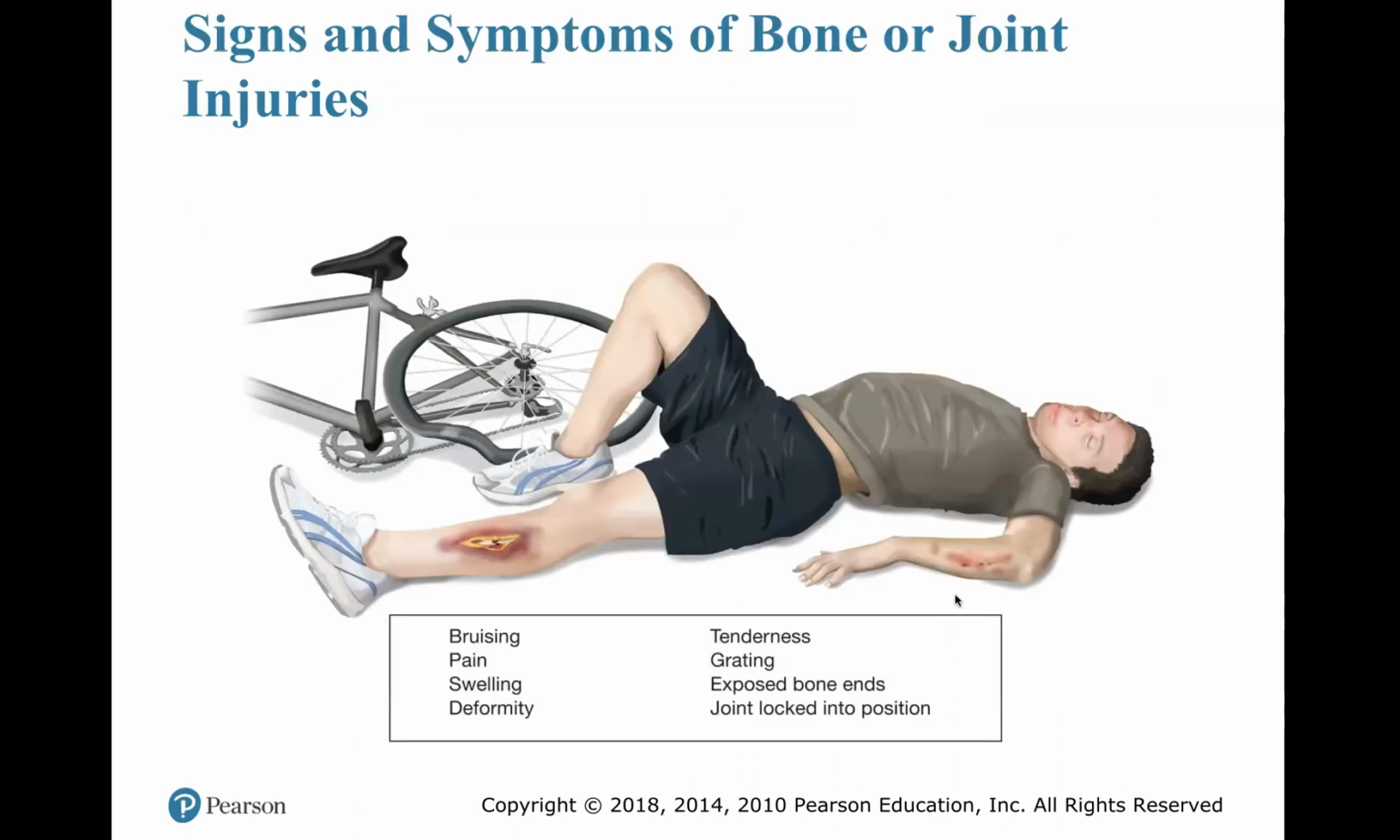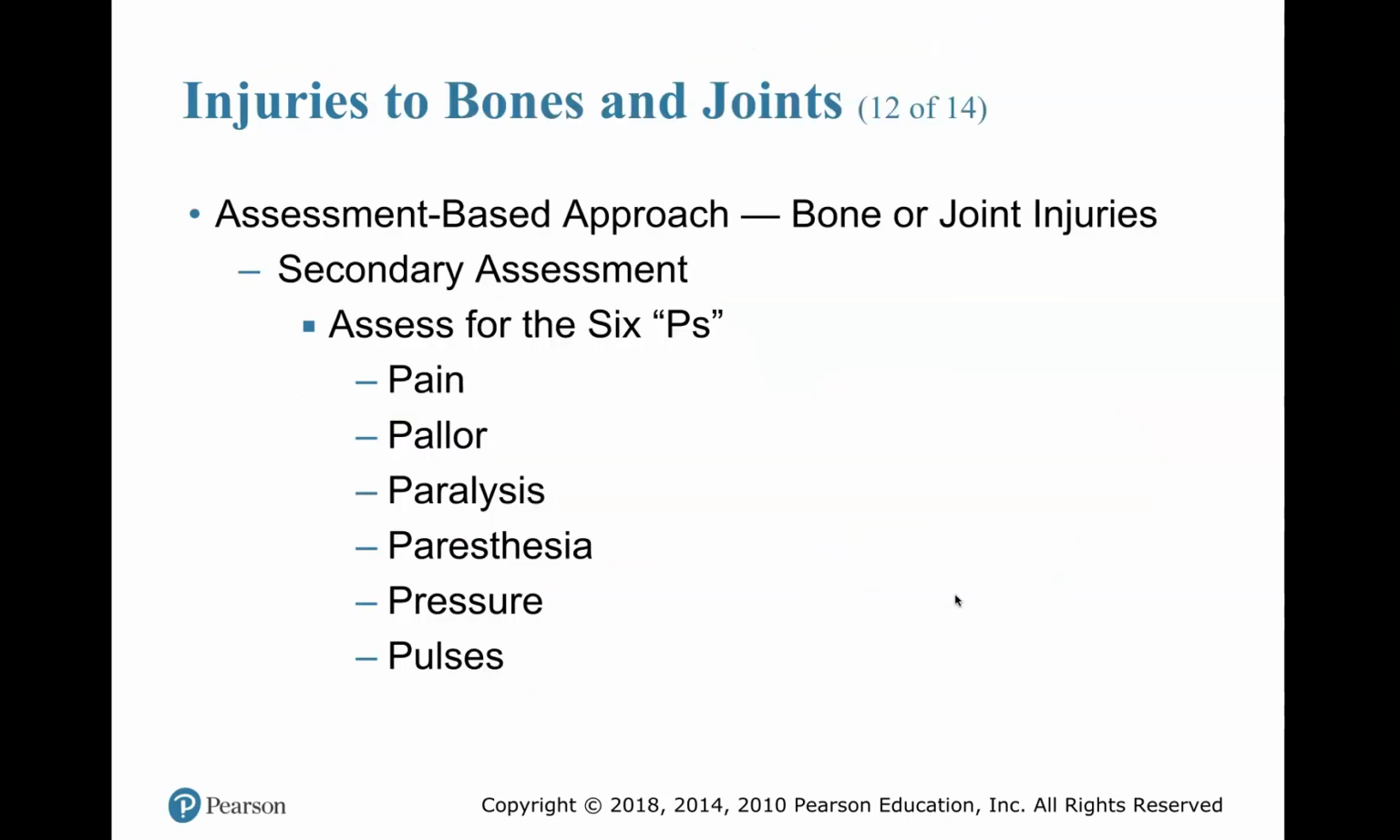All right, so signs and symptoms of a bone or joint injury: bruising, pain, swelling, deformity, tenderness, grating, exposed bone ends, joint locked into position. Assess for the 6 P's: pain, pallor, paralysis, paresthesia, pressure, and pulses.